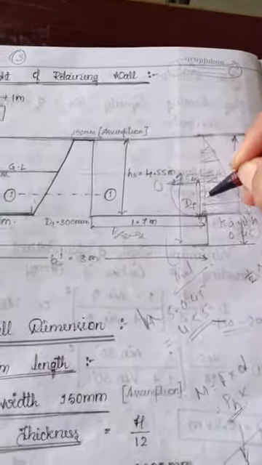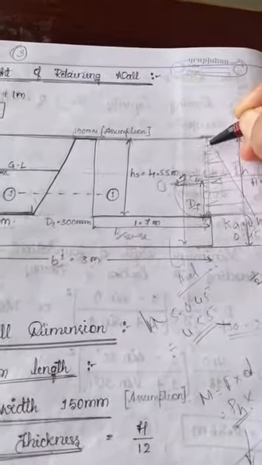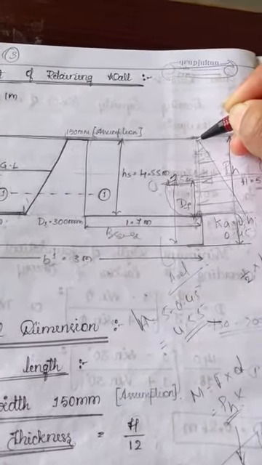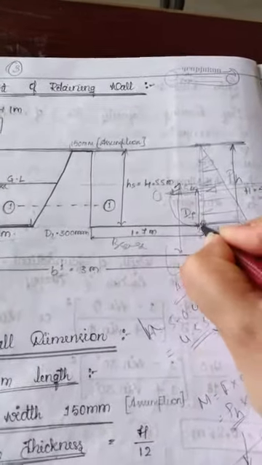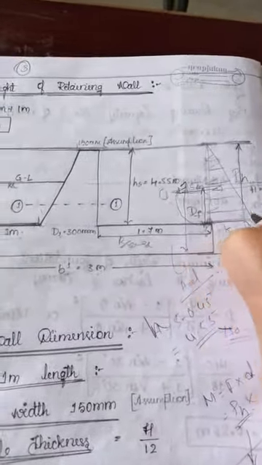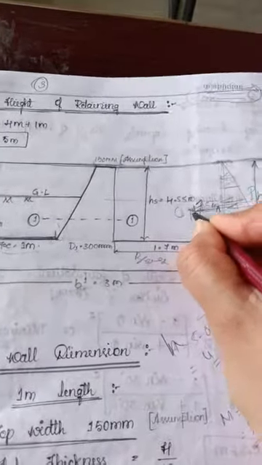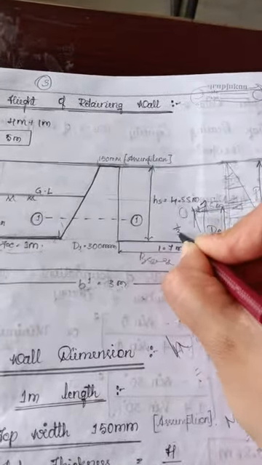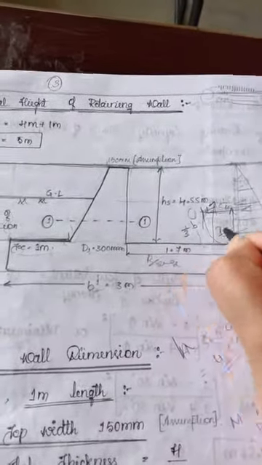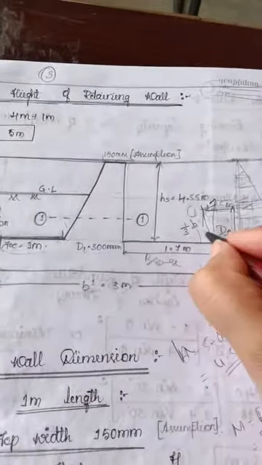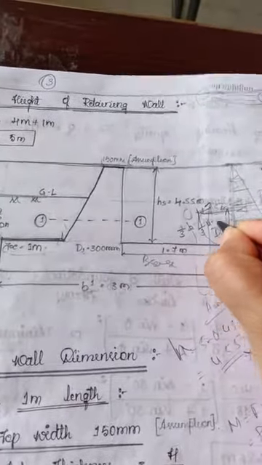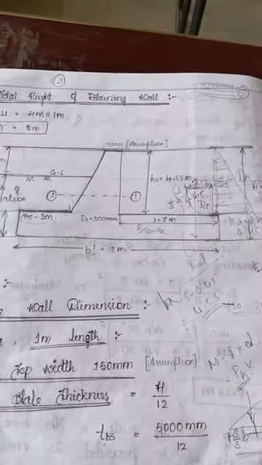Here the base of the triangle means this one. The height of the triangle is how much? 4.5. Then this is the maximum intensity of the triangle up to the mid portion. How should it act? 1/3 into base. Here base means this portion. This portion value is how much? 1/3 into 4.5.